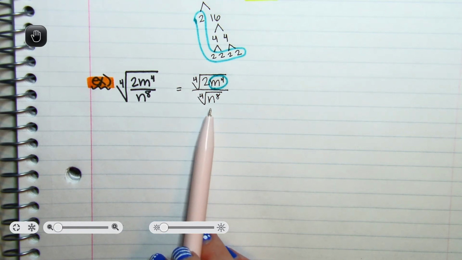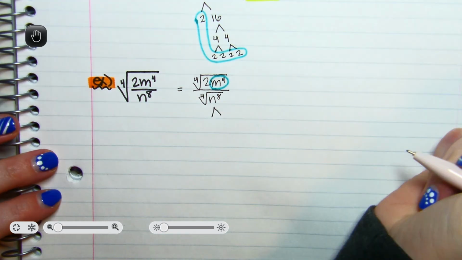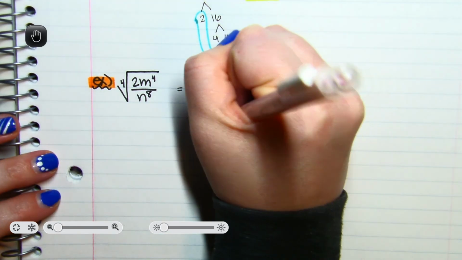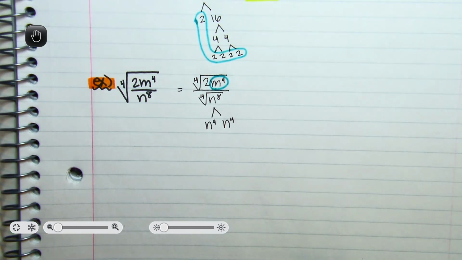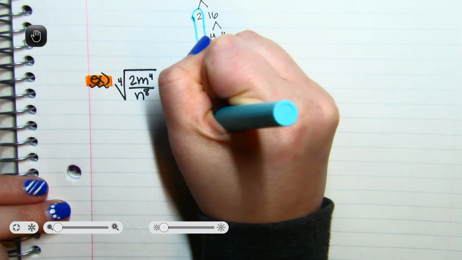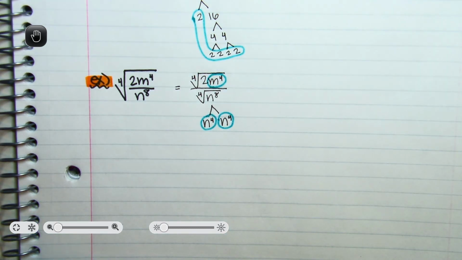Now the bottom, I'm going to write this one. So n to the 8th, I know there's an n to the 4th in that, but then there's also another n to the 4th because 4 plus 4 is 8. You really got to remember those properties of exponents, when you can add them, when you multiply them, etc.